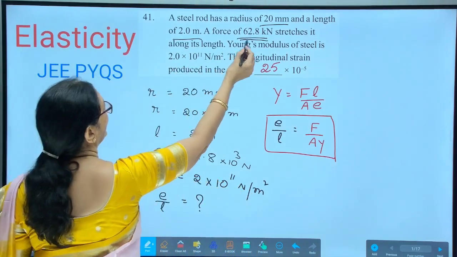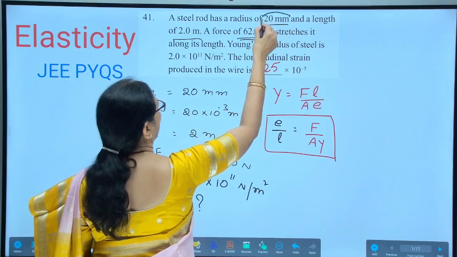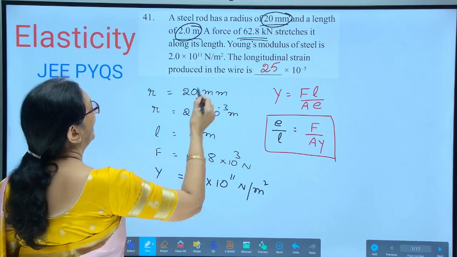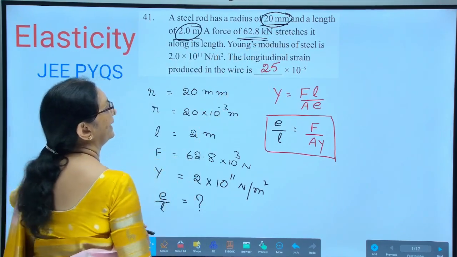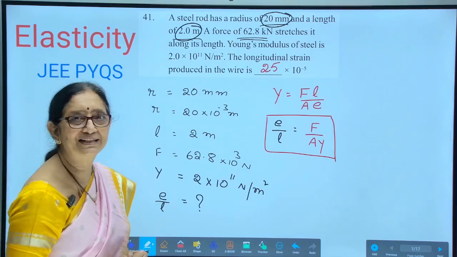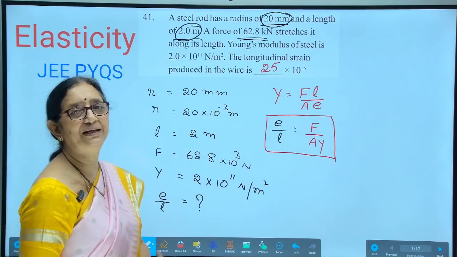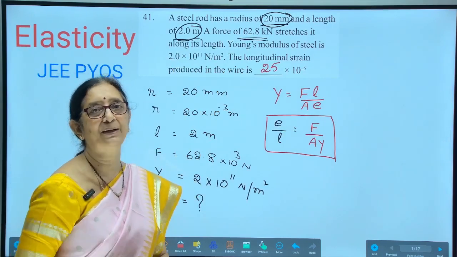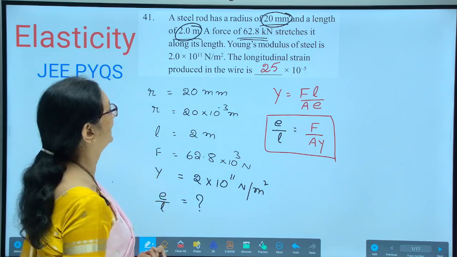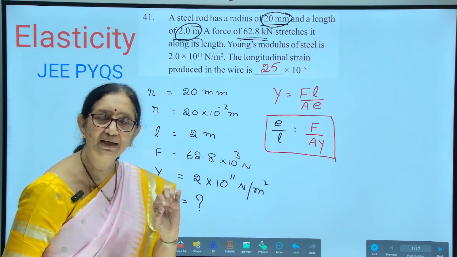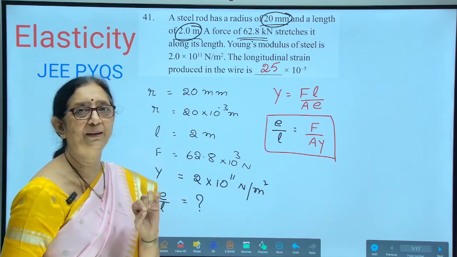A steel rod has a radius 20 millimeters and length 2 meters. A force of 62.8 kilonewton stretches it along its length. Young's modulus of steel is given as 2 into 10 power 11 Newton per meter square. Find the longitudinal strain produced in the wire. So, let us note down the data given in the problem.